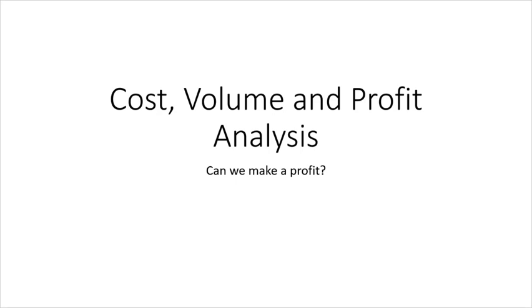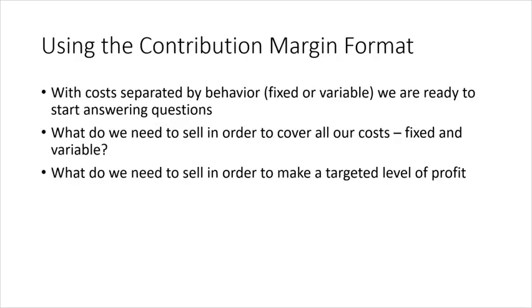Since we have an idea of how to know whether a cost is fixed or variable, we know how it's going to behave. We've got categories of costs to be able to track and things like that. Now we're starting to actually ask some questions and get hopefully some answers that will help us to make good decisions. So, using the contribution margin format we learned at the end of Chapter 2, we've separated our costs into fixed and variable.